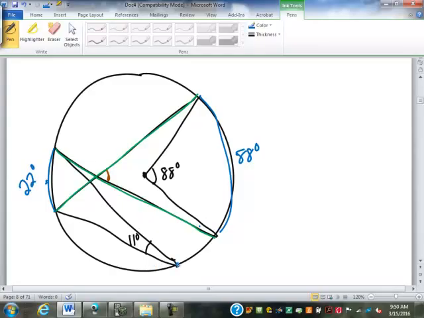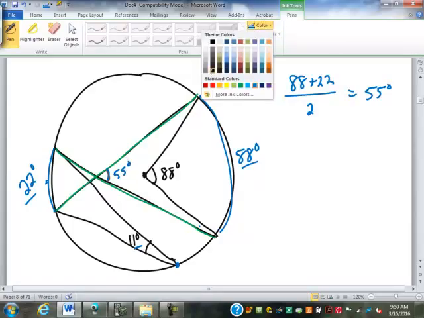So that's an inscribed angle. Its vertex is on the circle instead of on the center. So the arc is double the inscribed angle. Or the inscribed angle is half the arc, either way. So I've got 22 and 88, which makes this 55 again. Everybody catch that?